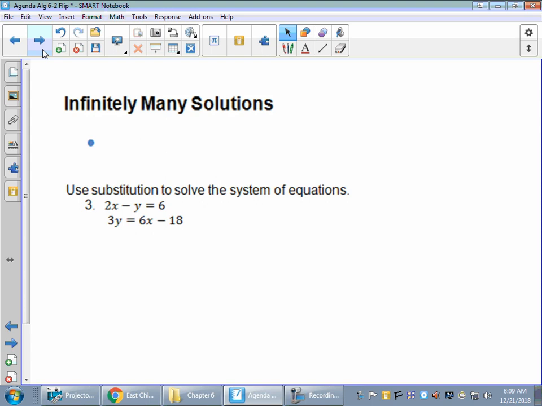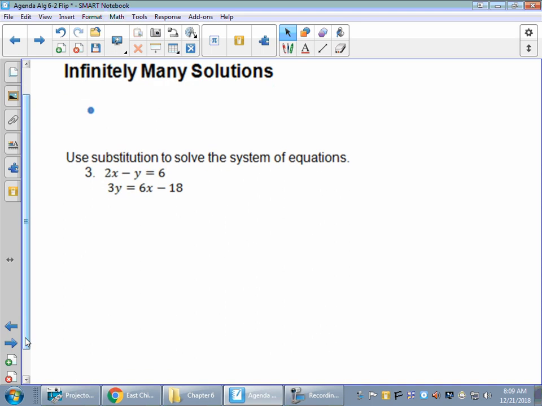So infinitely many. What we're going to do here is one where we've got to do some things. Do we have any points here where we have a y or an x by itself? No, not necessarily. But we do have one that's close. If we look at this y here, it's really close. I know that if I just divided everything here by 3, then I would have it isolated.